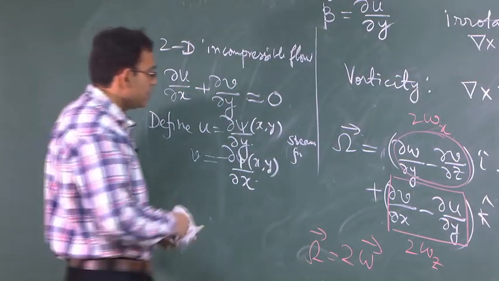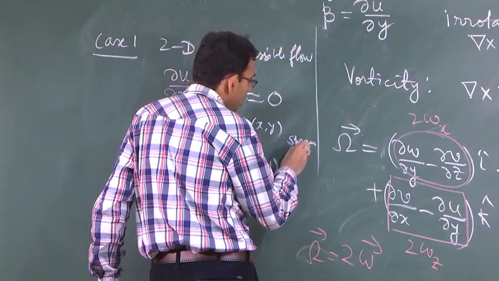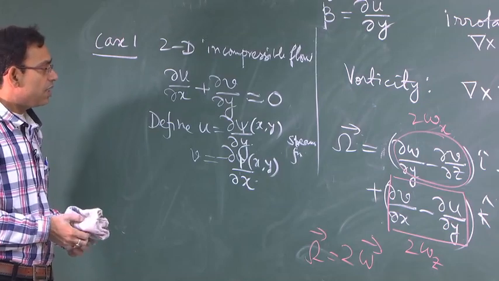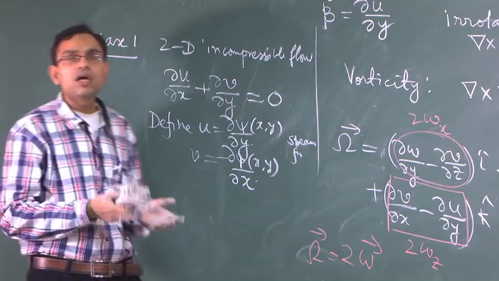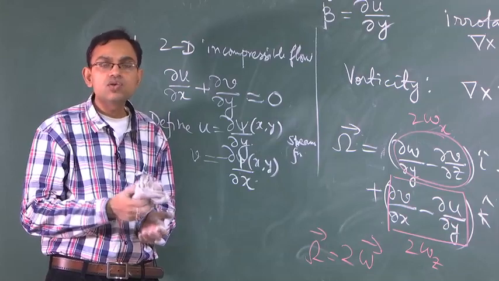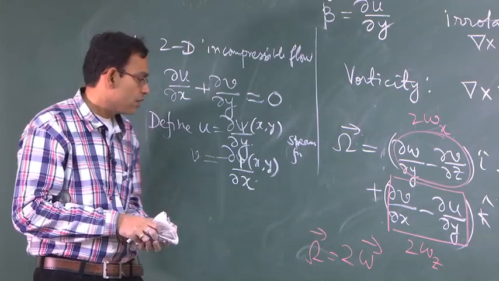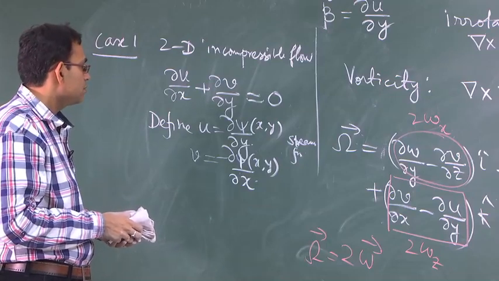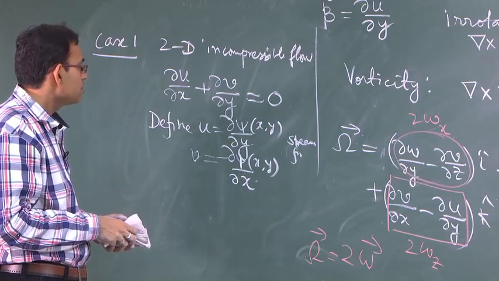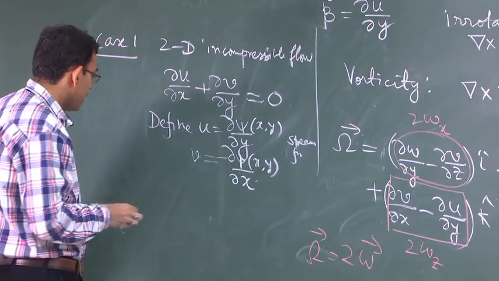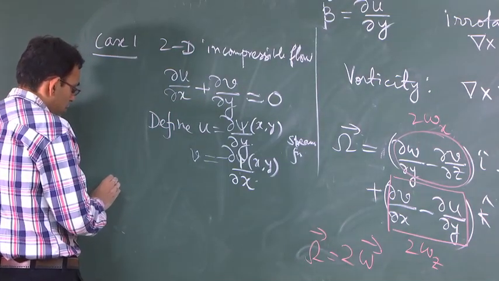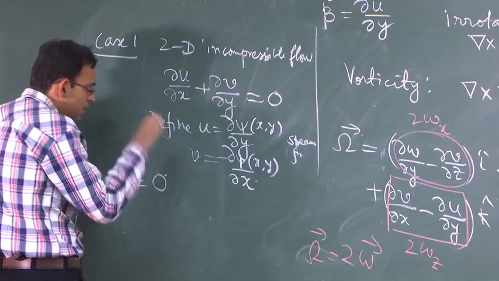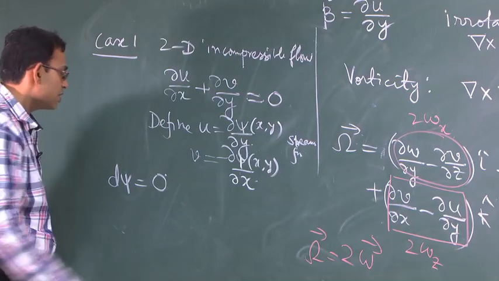So, this psi is called the stream function, which is a function of x, y. Now, the question is why, out of so many names, it is called the stream function? What is so special about it? Well, the answer is quite straightforward. You find out the condition of d psi equal to 0 or psi equal to constant.